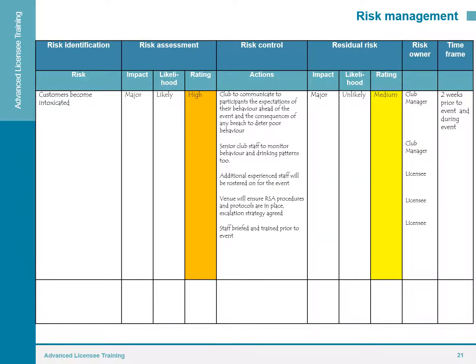Here is a completed risk register. So you can see we've got under risk, customers become intoxicated. We've got the impact is major, the likelihood is likely, the rating is high. Here are a list of our controls, our strategies that we can implement to try to reduce some of this risk. But what about residual risk, risk owner, and time frame? What do they mean?